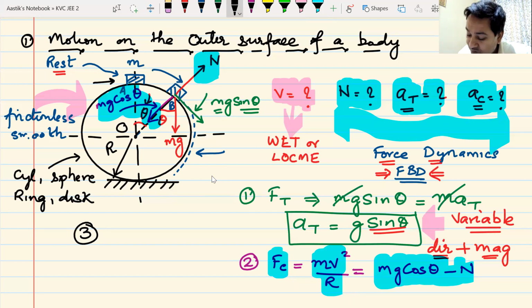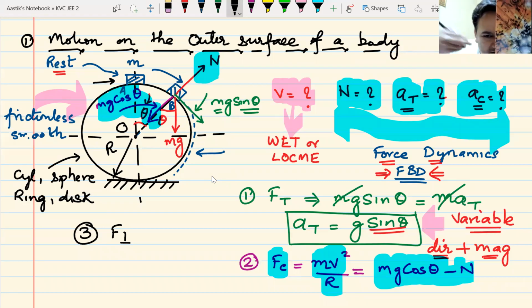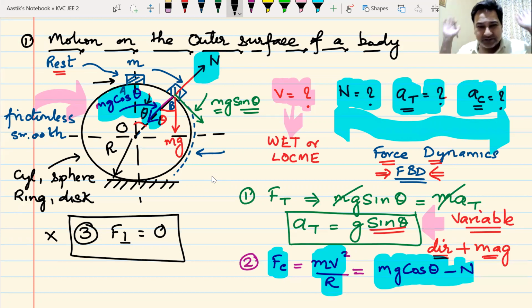Third equation is the equation in the perpendicular direction. Now try to understand what is the perpendicular direction here. F perpendicular is equal to 0. This is the perpendicular direction. Do we see any force in this direction? No. Zero. Even if there was any force, the force had to equate. But here there is no force. So this equation is useless. It is not going to give me anything. So we don't worry about this equation at all.